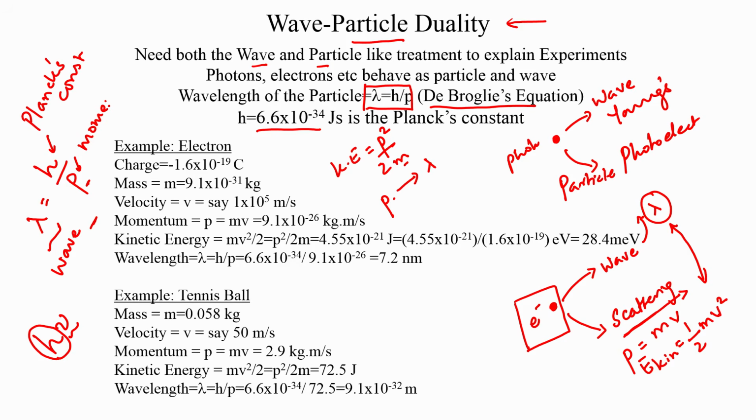So, let us get some numbers and some estimates and try to see how we can use this equation. So, the electron has got all these properties. It has got a charge of minus 1.6 times 10 power minus 19 coulombs. It has got a mass of 9.1 times 10 power minus 31 kilograms. So, that is the rest mass of the electron.